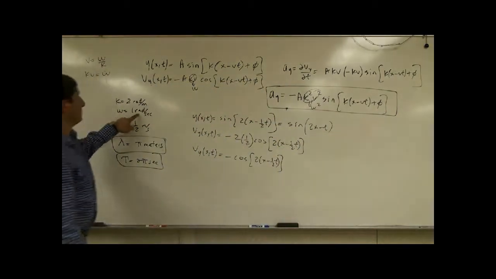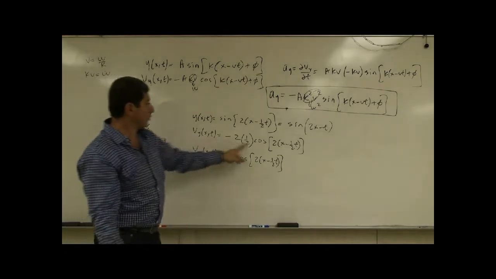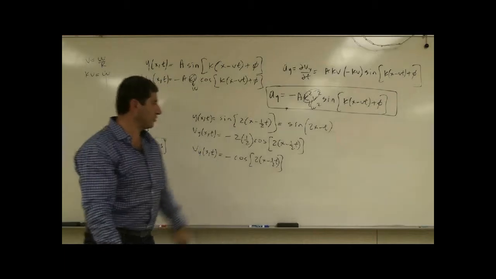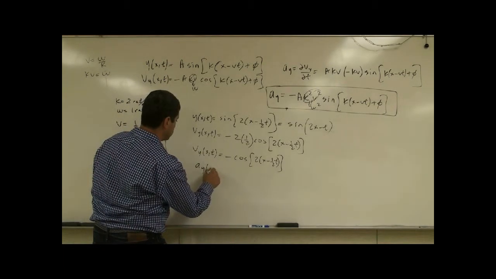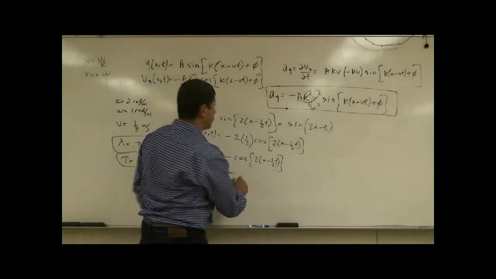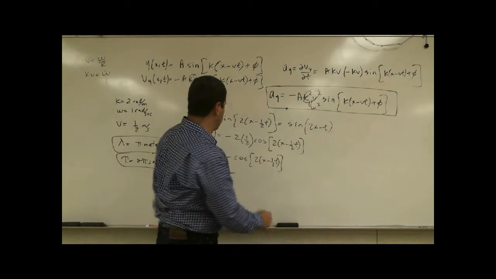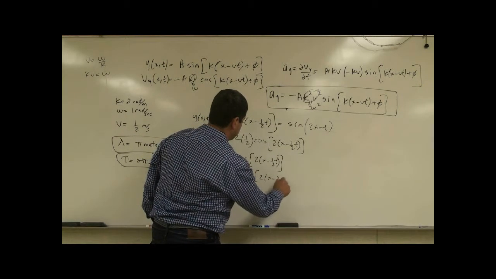So if I keep the omega of the wave the same, it doesn't matter what I do to the k, right? So the V sub y doesn't change. It still stays negative cosine of 2x minus 1/2 t. And then a sub y is going to equal negative, and this is still going to be omega squared, which is 1, sine of 2x minus 1/2 t.